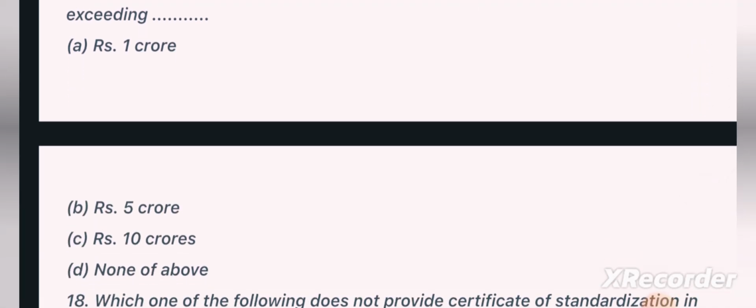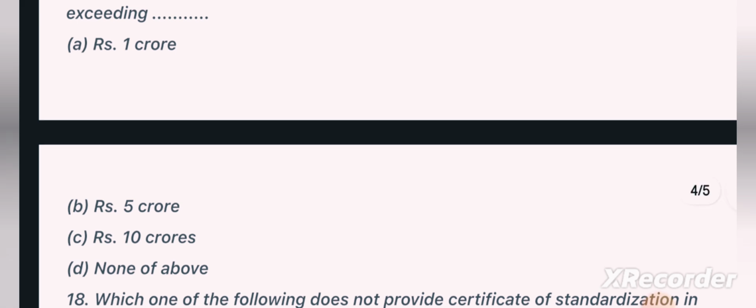The national level court deals with consumer disputes cases involving claims exceeding: A. Rupees 1 crore, B. Rupees 5 crore, C. Rupees 10 crore, and D. None of these.